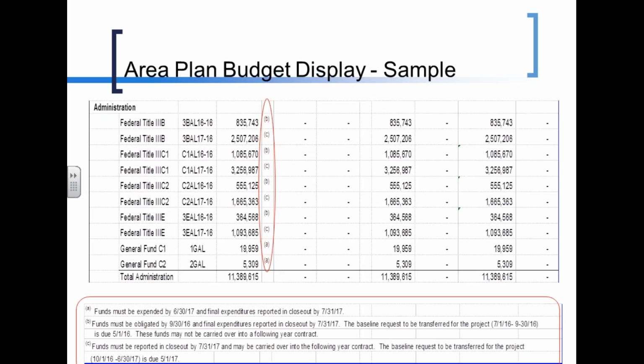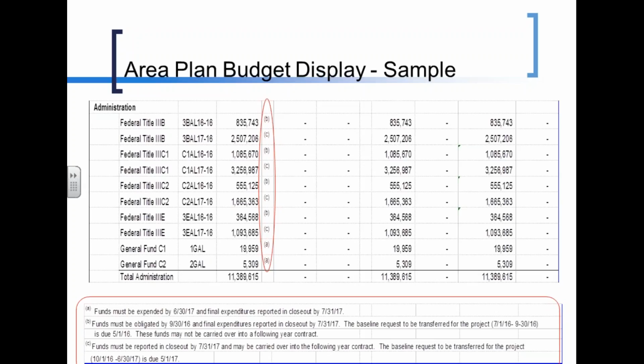The baseline request to transfer these funds, so this period of time, which is from July 1st, 2016, so the beginning of the contract, through September 30th, 2016, so really the first 3 months of the contract, to be able to transfer those funds, that report is due on May 1st. The funds may not be carried over and will not be included in the next year's contract. Those funds must be used first.